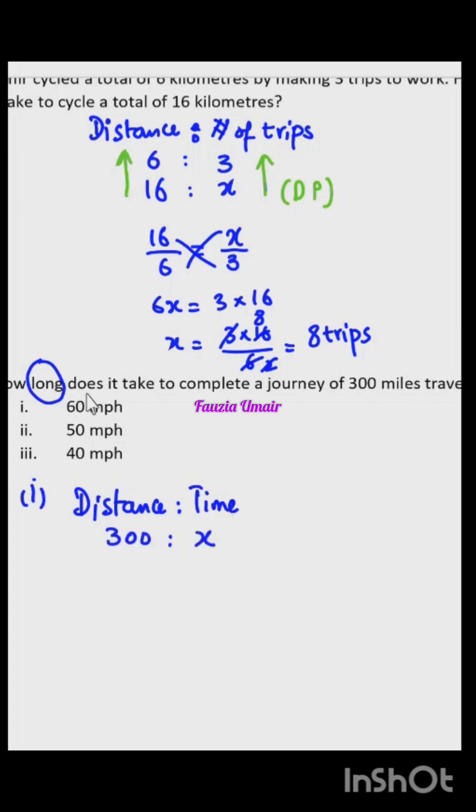How can I fill the two sides? 60 miles per hour. 1 hour for 60 miles. So you need to understand this unit. It is miles per hour. 60 miles in 1 hour. So it is 60:1.